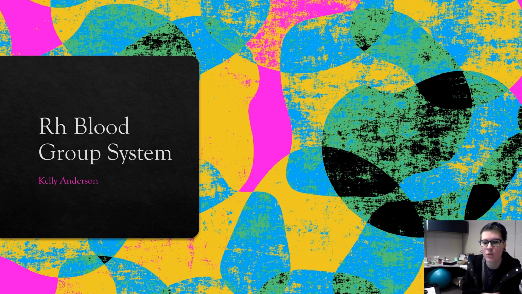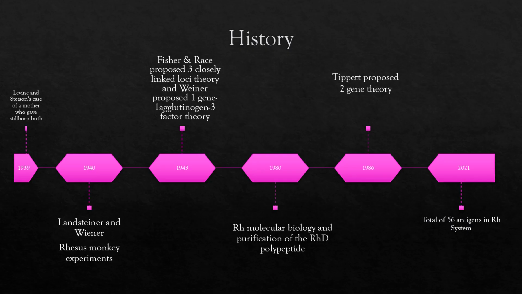Hello. Today we're going to talk about my favorite blood group system, the Rh system. It's one of the most complicated systems. It has 56 antigens as of today, and it has a very convoluted history, which we'll talk about a little bit. Like many blood group systems, the discovery of the Rh system started with a patient who developed antibodies.